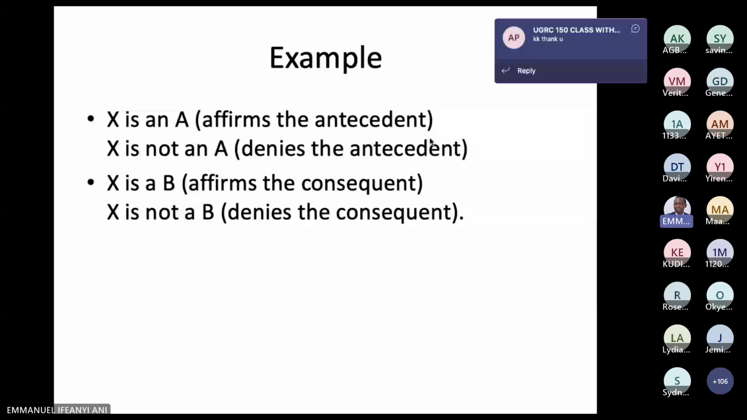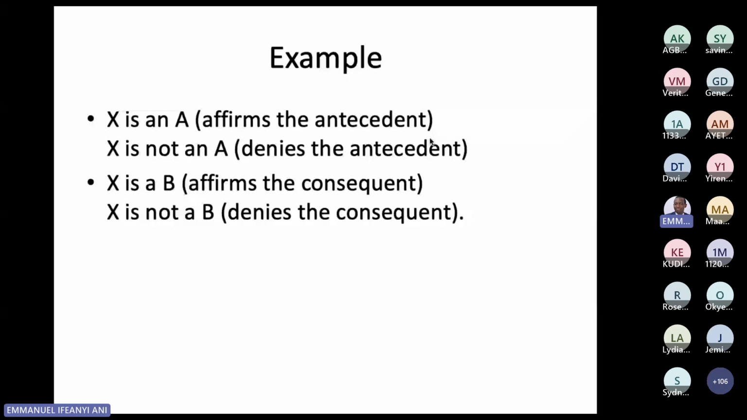Now, let's begin with affirming the antecedent. All A's are B's. X is an A, therefore X is a B. So you can see that X is an A affirms the antecedent. Because of that, we say that the whole argument affirms the antecedent. This is an example of an argument that affirms the antecedent.